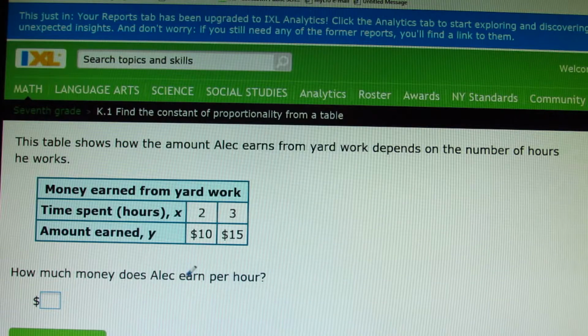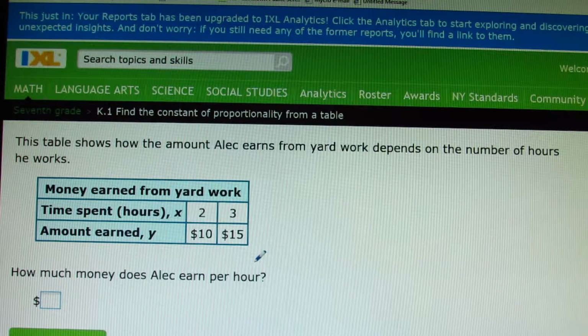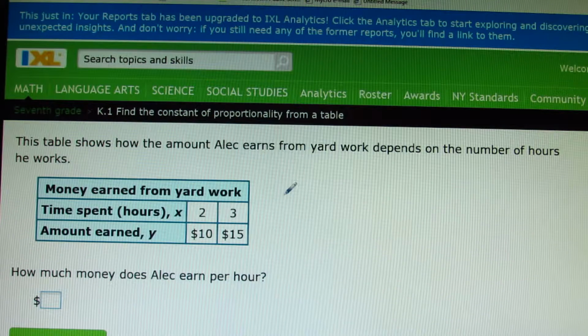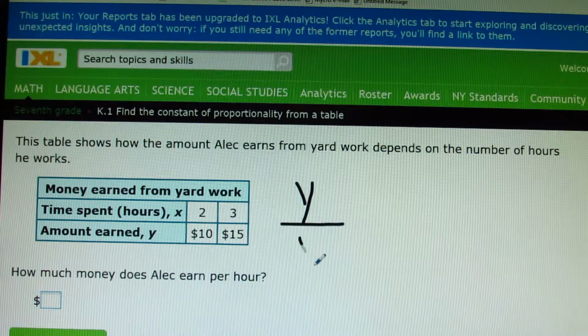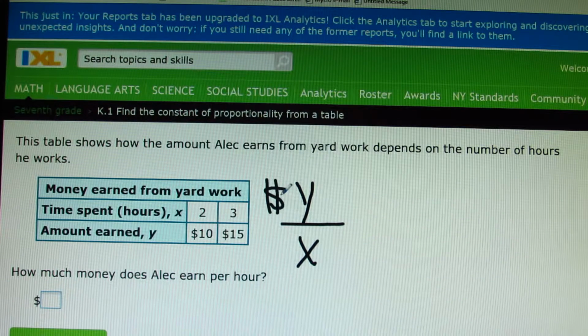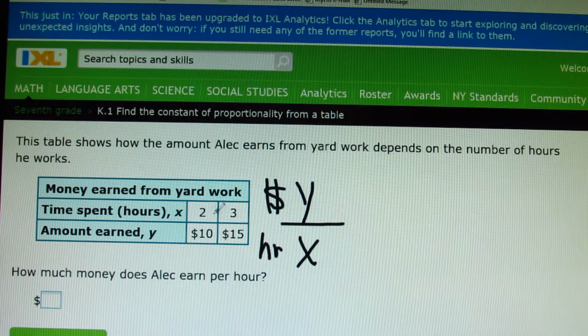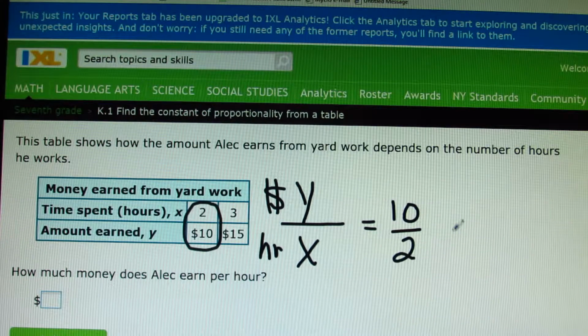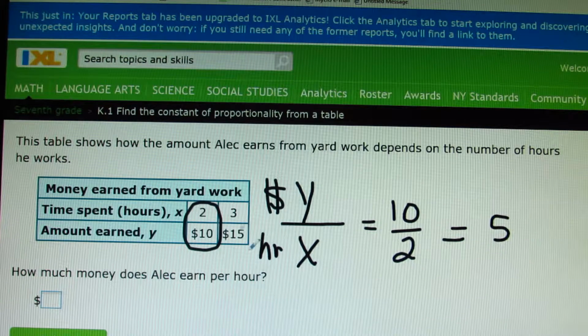How much money does Alec earn per hour? So again, I'm comparing 2 values and I'm going to be dividing. If you need help, take a look at the table. It has a value of y and a value of x. You're going to divide y always divided by x. And again, in this one it makes sense because it's how much did he earn, money, per hour. The money is the y value and the hours are the x value. It doesn't really matter which ones you divide. So I can either divide 10 divided by 2, and I will get 5. Or I can also divide 15 divided by 3, and I also will get 5.